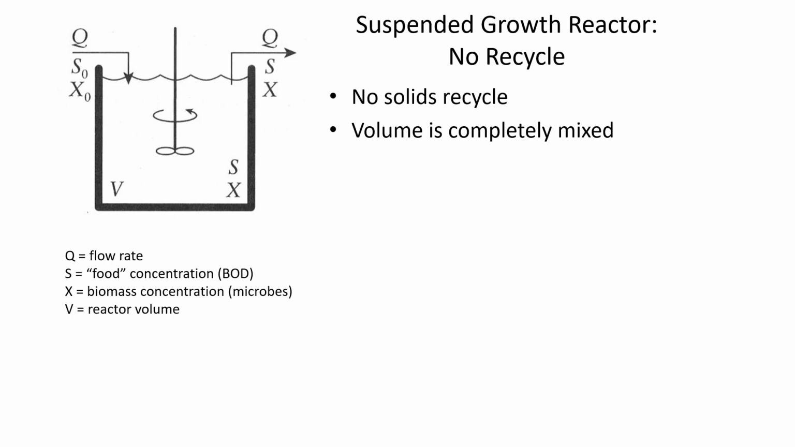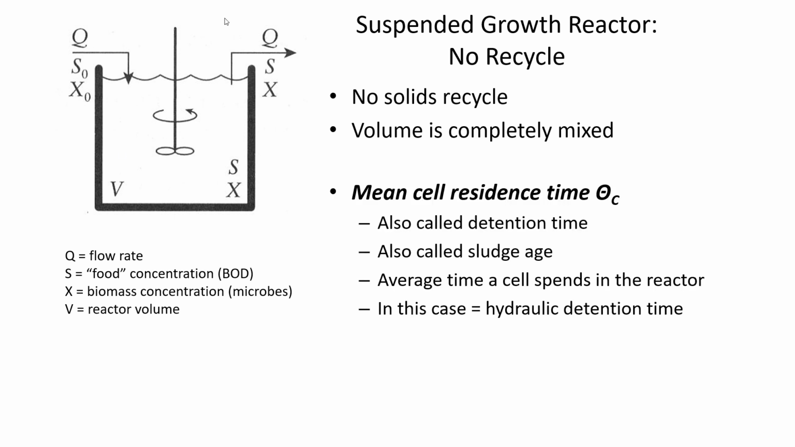So the simplest kind of secondary treatment is, what if we had a reactor where we didn't recirculate the sludge? It would have to be really big. If there was no recycling of sludge solids, and if we just had complete mixing and we provided aeration, then the mean cell residence time would be really large. And in the case of no recirculation, then the hydraulic detention time and the mean cell residence time are the same.